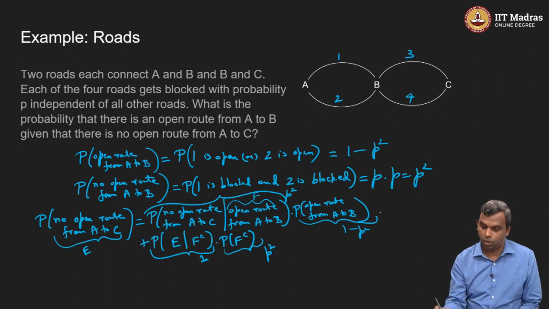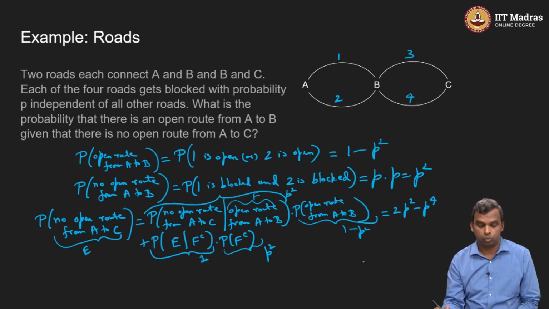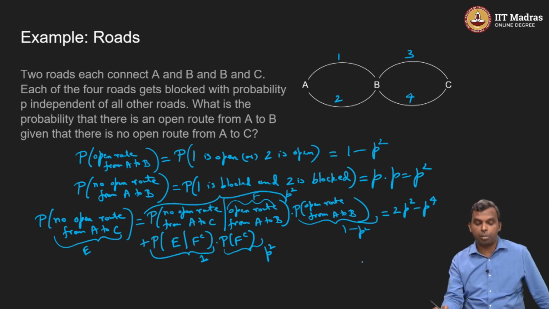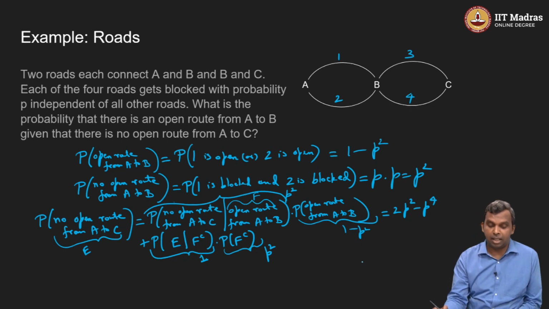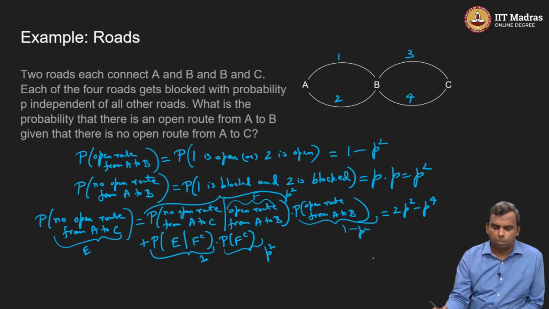Is that correct? So this will end up being P squared. Okay. So you get here, you multiply P squared by 1 minus P squared, plus P squared, you get 2P squared minus P power 4. Okay, so that's the probability that there is no open route from A to C. That's E. What you have to find is P of F given E, isn't it?